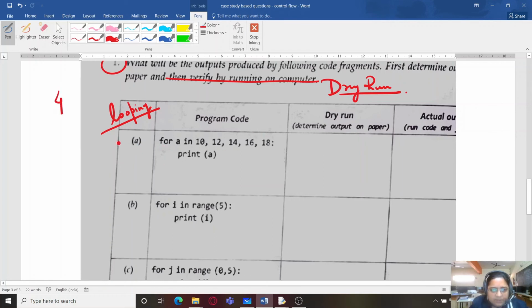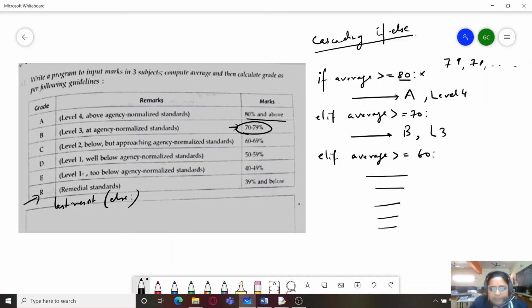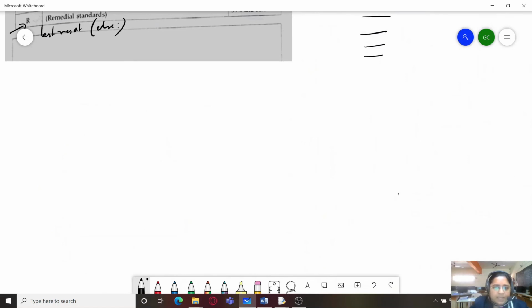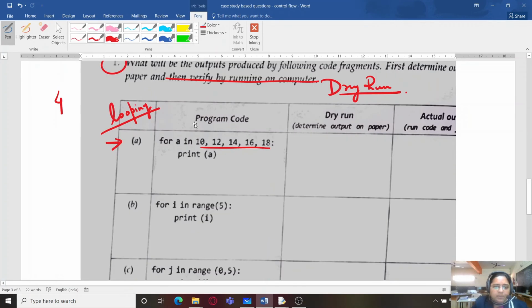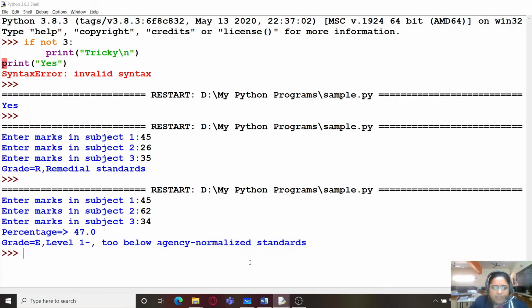We start with the first one. For a in, and you can see a number of values are given over here. Print a. As we know, the default print statement contains the end character as /n. So every value of a shall be printed on a separate line. So it should be 10, 12, 14, 16 and 18, because it is using that variant, for item in collection. So let's run it and check it out practically.